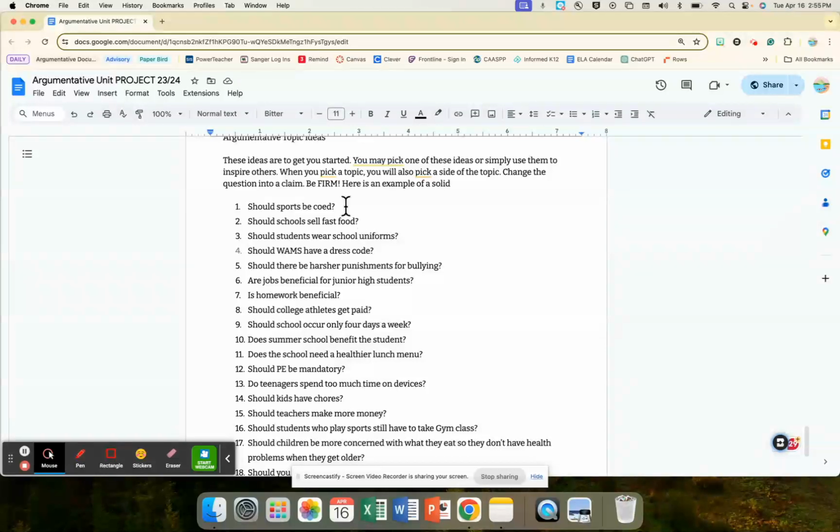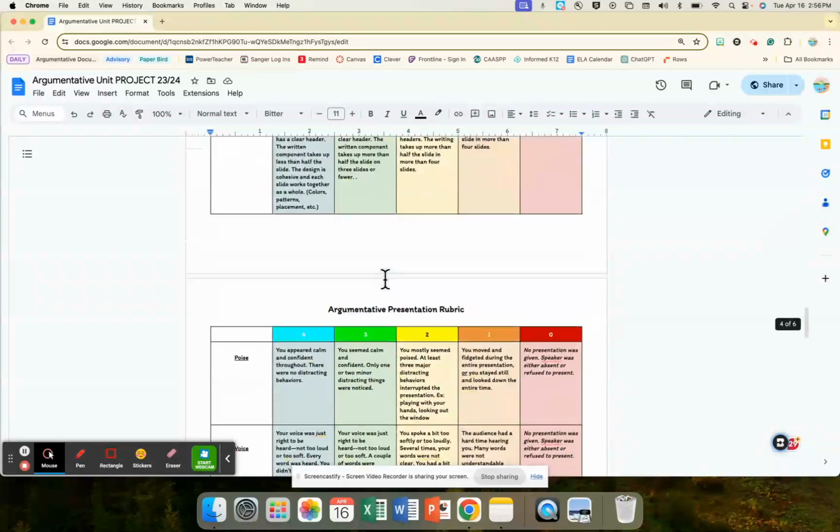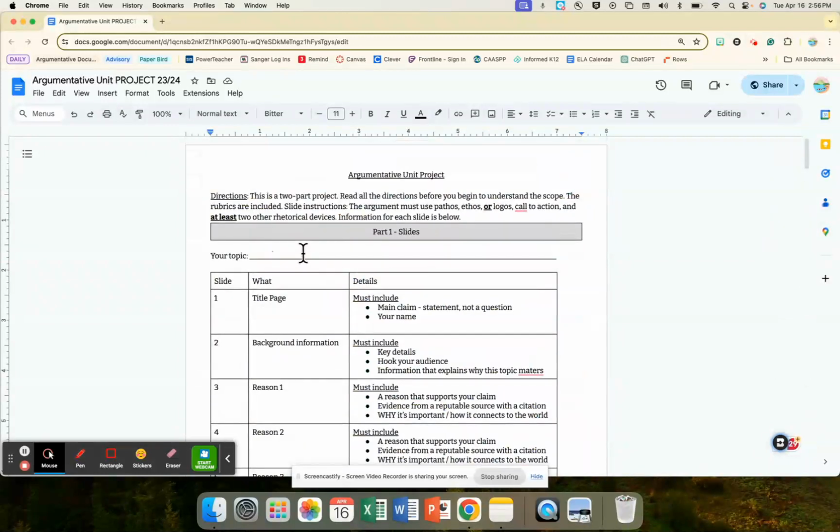You'll notice these topics are all in questions. That's how you get to thinking about it, but your topic itself should be formed in a claim. For example, let's take zoos. And by the way, none of you can use zoos as your topic. You'll see why in a minute. So if I say that my topic is zoos, I need to pick a side. Should zoos be banned? Yes or no? So then I would write under my topic, zoos should be banned. It should be a statement, not a question.